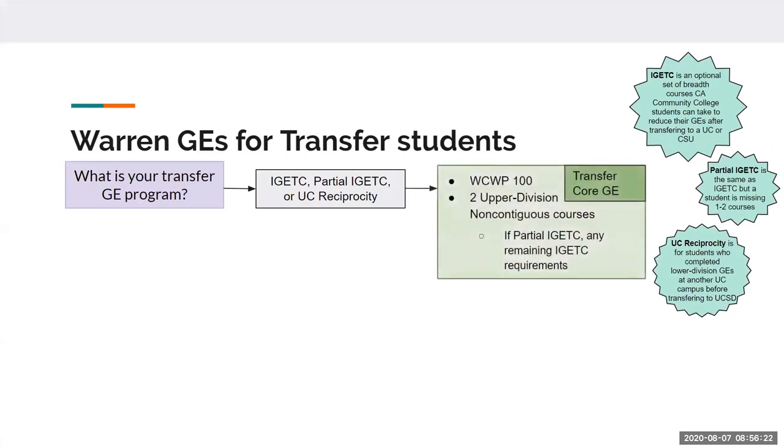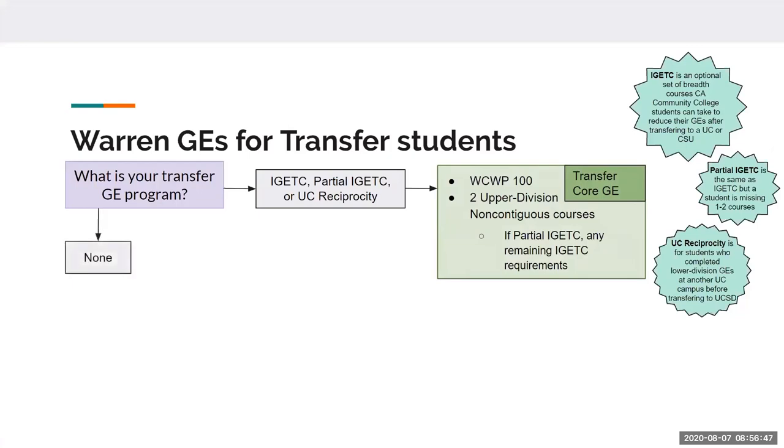So students who have completed IGETSE, partial IGETSE, or UC Reciprocity and whose verification has been received by UCSD are required to complete Warren Writing 100 and 2 upper division non-contiguous courses. If the student completed partial IGETSE, they're also required to complete any outstanding IGETSE requirements. We call this set of requirements the transfer GEs.